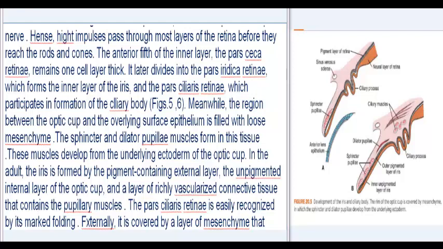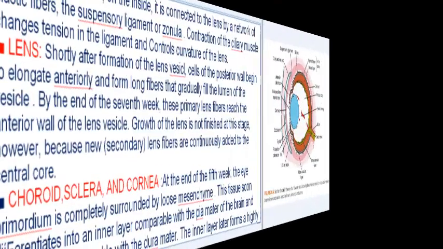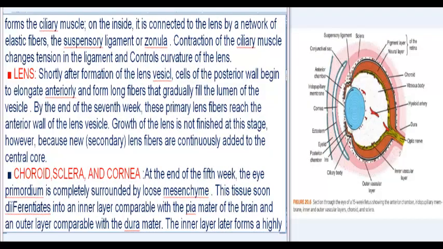The pars ciliaris retinae is easily recognized by its marked folding. Externally, it is covered by a layer of mesenchyme that forms the ciliary muscle. On the inside, it is connected to the lens by a network of elastic fibers, the suspensory ligament or zonula. Contraction of the ciliary muscle changes tension in the ligament and controls curvature of the lens.